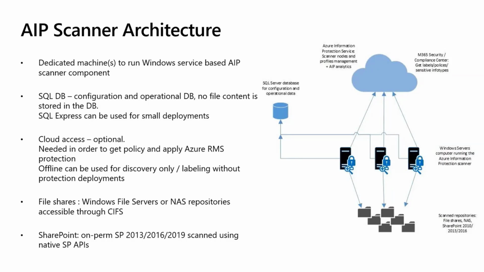Then you need to have a SQL database. In the UL scanner it's even more important, because the SQL database is the orchestrator of jobs between the nodes. The cloud access is optional, although it's highly recommended, because without cloud access you will not be able to get centralized reporting, and you will not be able to apply MIP protection if you're not connected to the cloud. But again, if somebody runs ADRMS or HYOK, you can run completely offline. You don't need cloud access for applying HYOK.